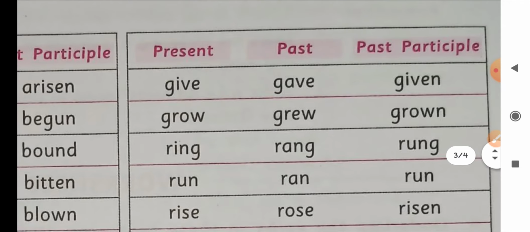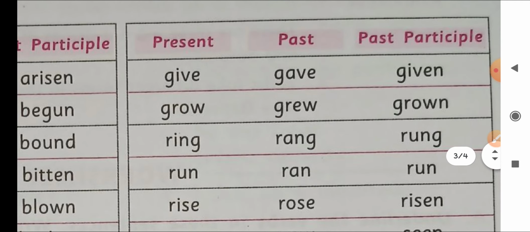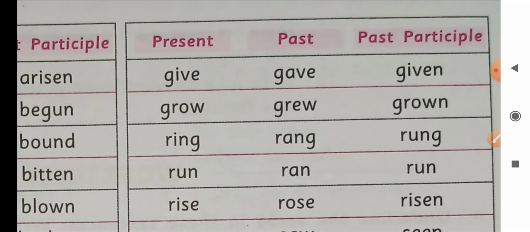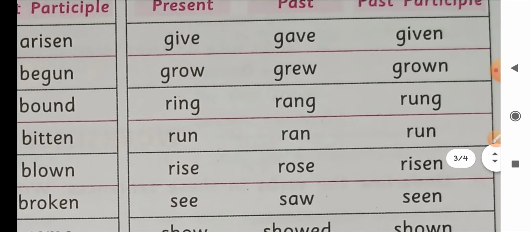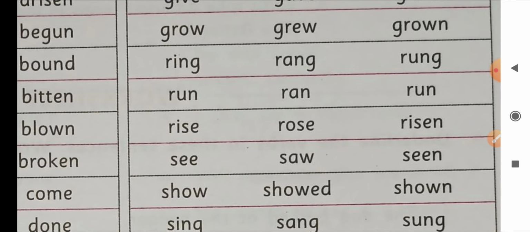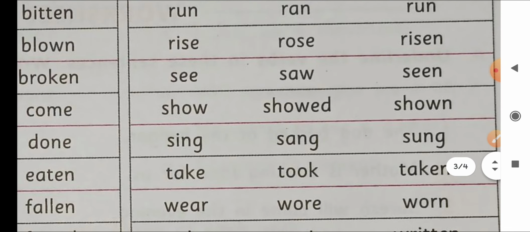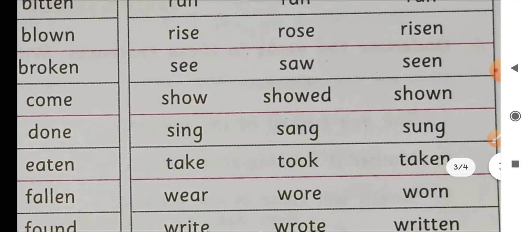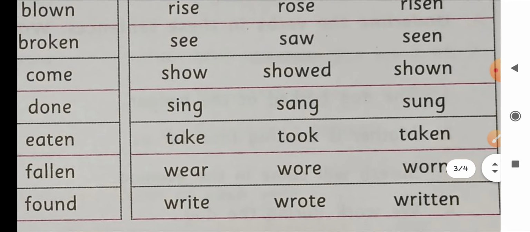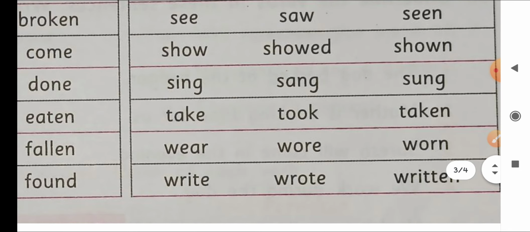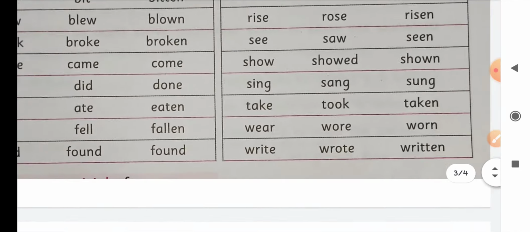Likewise, here also we can see present tense we use give, past tense we use gave, in past participle we use given. So according to the time, we use these tenses. Grow, grew, grown. Ring, rang, rung. Run, ran, run. Rise, rose, risen. See, saw, seen. Show, showed, shown. Sing, sang, sung. Take, took, taken. Wear, wore, worn. Write, wrote, written.